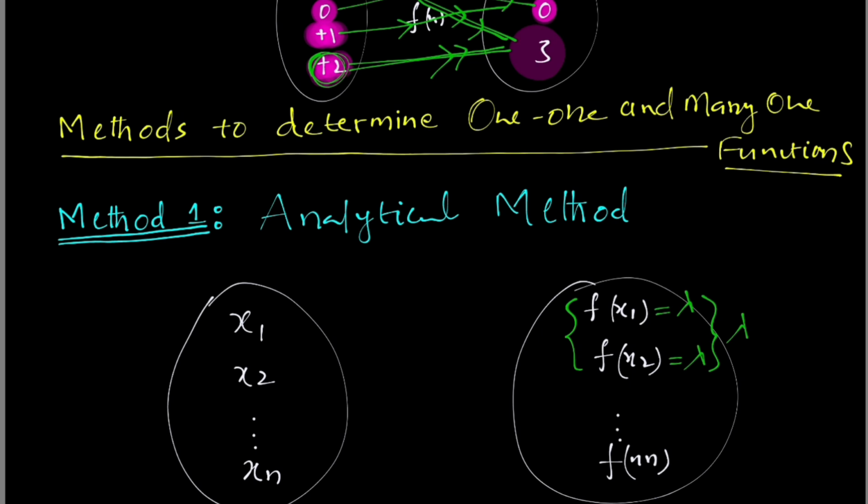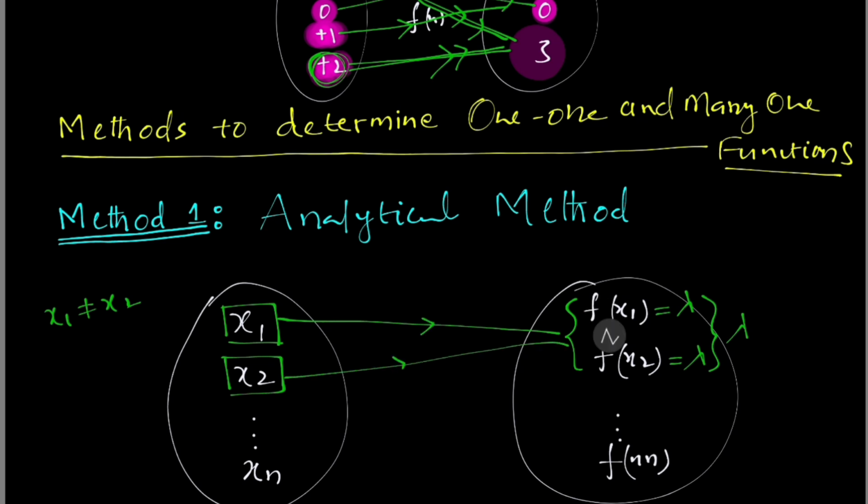So whenever the input values are different, x1 and x2 both of them are not equal, means they are different. When they are different, I'm getting f of x1 equal to lambda, and f of x2 is also equal to lambda. Means for the different pre-images I'm getting a single image. Such functions are said to be many one functions.